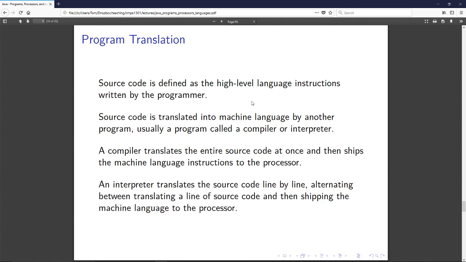An interpreter, on the other hand, translates the source code line by line, alternating between translating a line and then shipping those machine language translations off to the processor. It's not exactly line by line, but it doesn't hurt at this level to think about it that way.